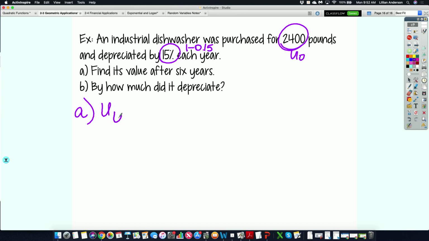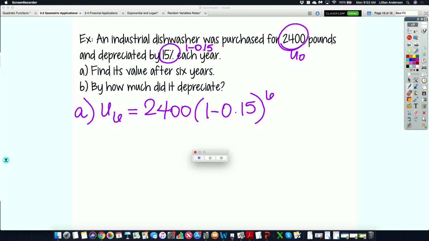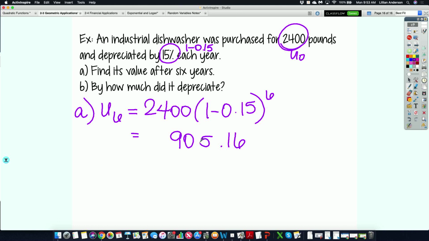6 for N, okay? So 6 years with a dishwasher that's costing 2,400 pounds, depreciating at 15%. In 6 years, let's see how much this dishwasher is worth. How much? 905.16 pounds. I missed the 6. Thank you.